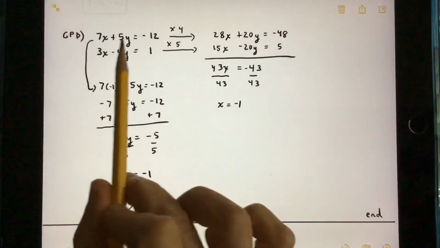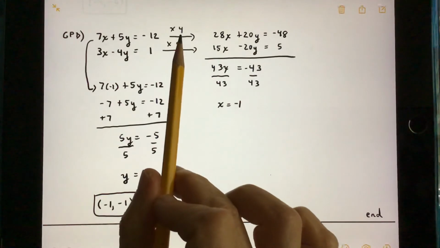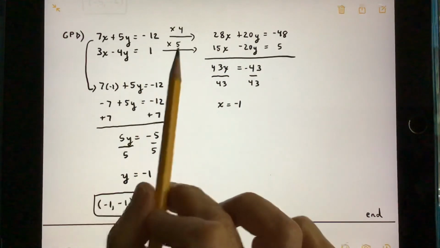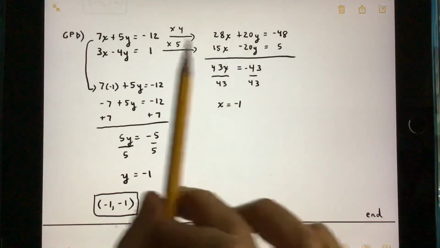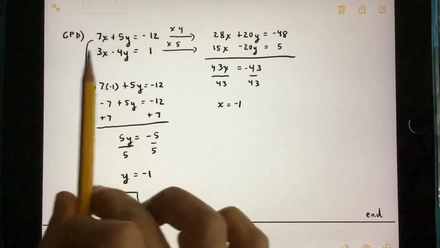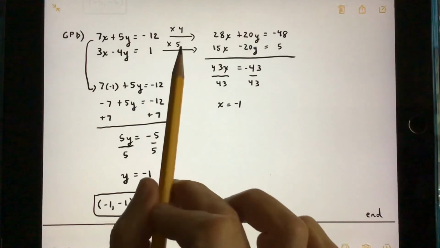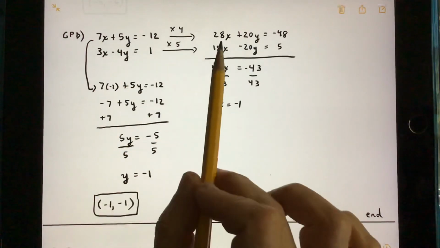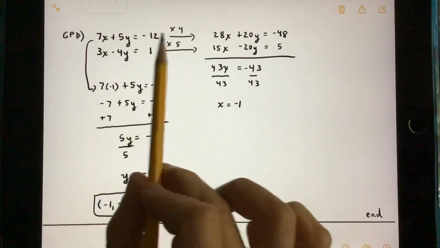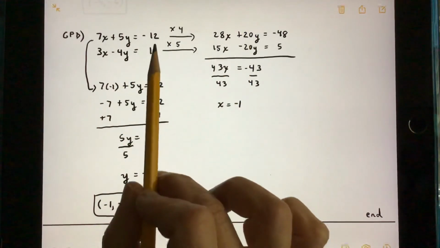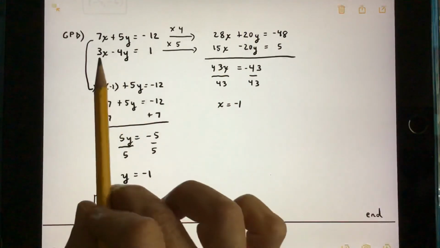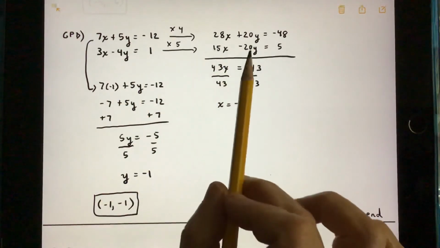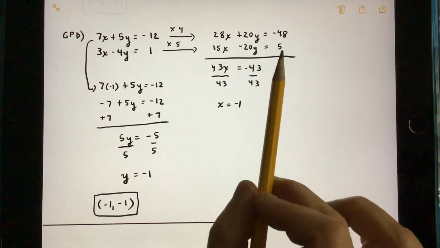So here I am now multiplying my top equation by 4 to create my 20y, and my bottom equation by 5 to create my negative 20y. But of course, I have to multiply 4 times all the terms of my top equation, and I have to multiply 5 times all of the terms of my bottom equation. So 7x times 4 is 28x. 5y times 4 is 20y. Negative 12 times 4 is negative 48. 3x times 5 is 15x. Negative 4y times 5 is negative 20y. And 1 times 5 is 5.